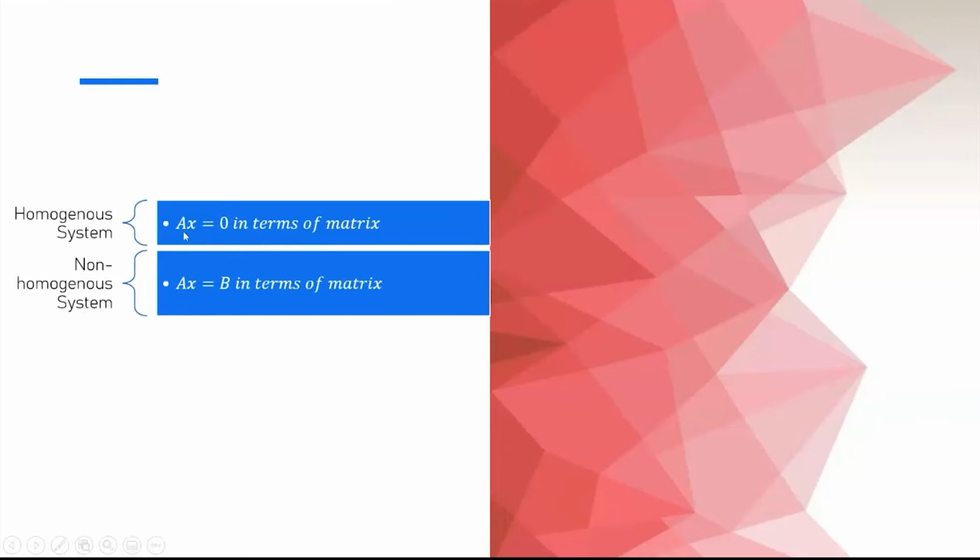Basically, the matrix from the system of linear equations multiplied by the solutions equals 0 if the system of linear equations is homogeneous. And if it doesn't equal 0, or if it equals a constant value, then it is a non-homogeneous system.